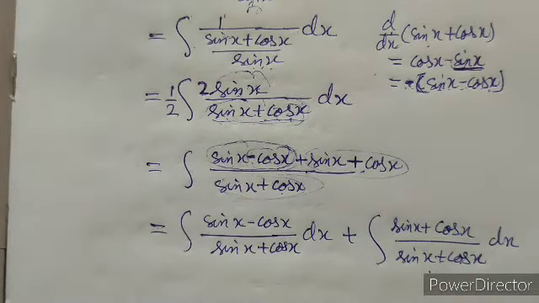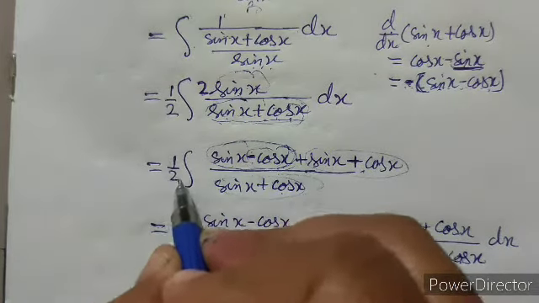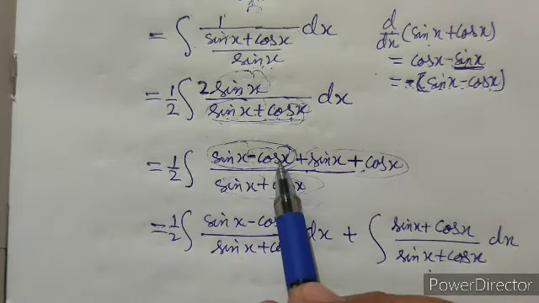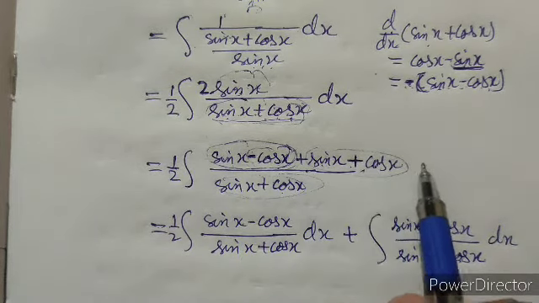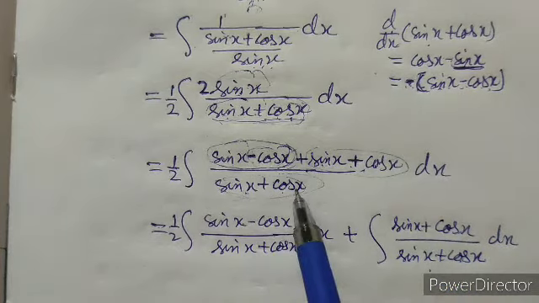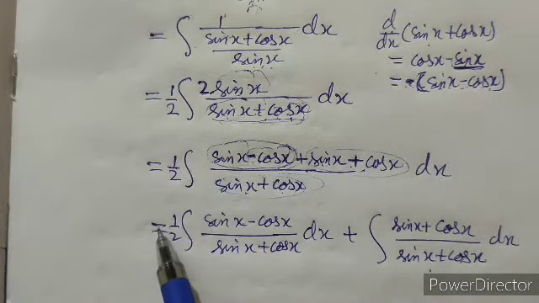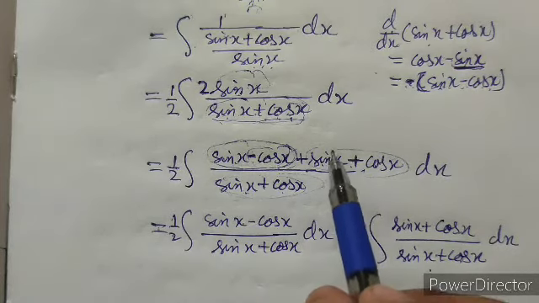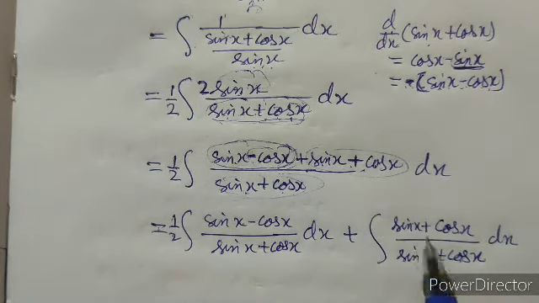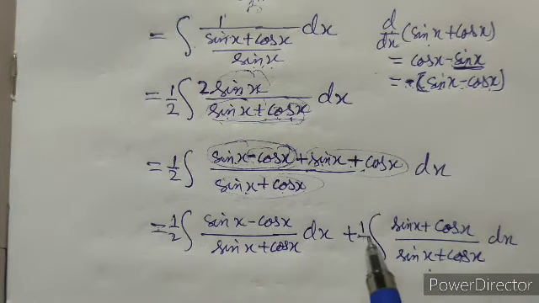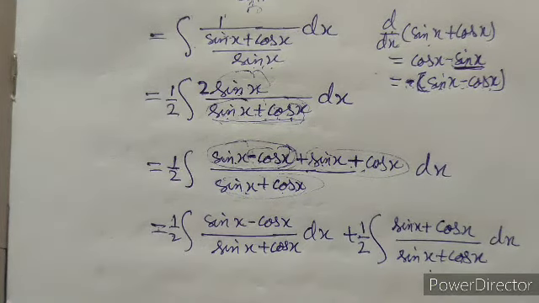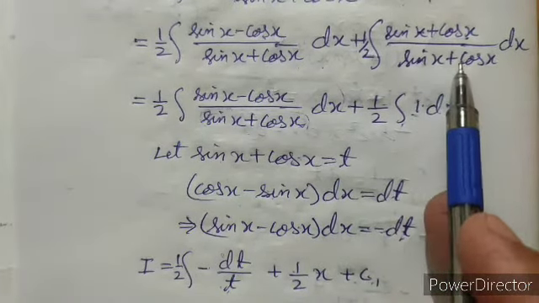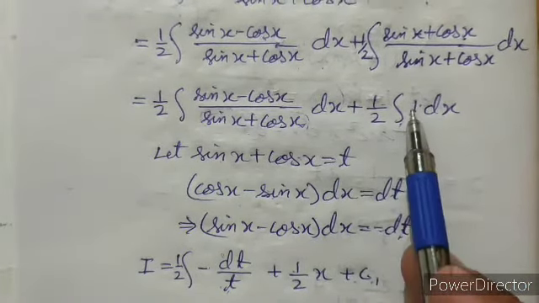equation by 2. So this will give us 1 by 2 integral of (sin x minus cos x plus sin x plus cos x) dx upon sin x plus cos x, and that will be equal to 1 by 2 integral of (sin x minus cos x) upon (sin x plus cos x), and plus integral of (sin x plus cos x) upon (sin x plus cos x).